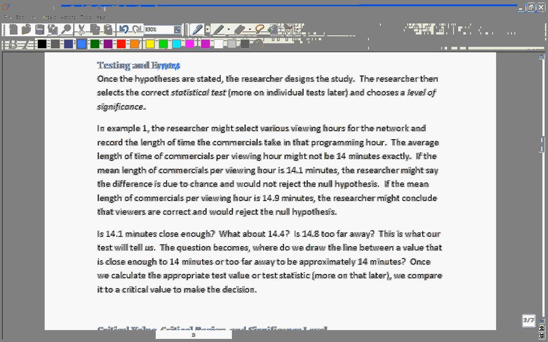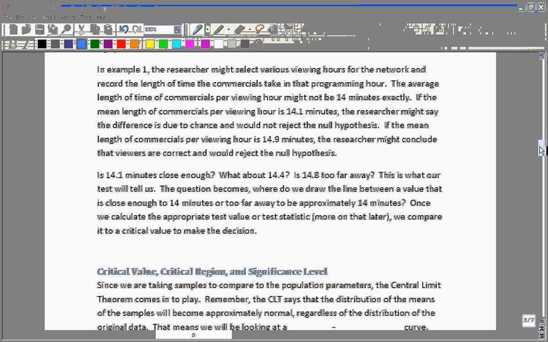But if the mean length of commercial hours is 14.9 minutes, the researcher might conclude that viewers are correct and they would reject the null hypothesis. Maybe that number is large enough to say, oh, I think we're a little bit more than 14 minutes. And so we would reject the null hypothesis that says commercials are 14 minutes on average and say that, yeah, they're a little bit longer.